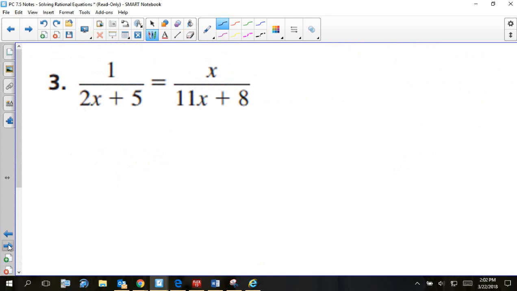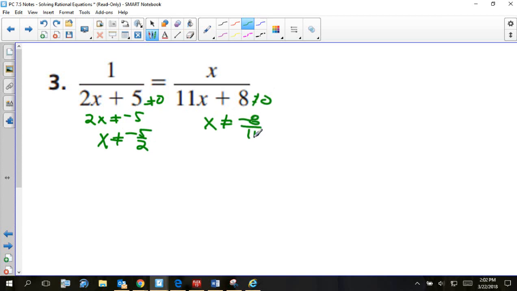Okay. So the first thing that we need to do is find the lowest common multiple, or the least common denominator of the two denominators. Oh, actually, that's not the first thing. First thing I need to do is domain restrictions. Sorry. So if this cannot equal 0, then 2x cannot equal negative 5. That means x cannot equal negative 5/2. And over here, we set that not equal to 0, x cannot equal negative 8/11. So those are my domain restrictions.